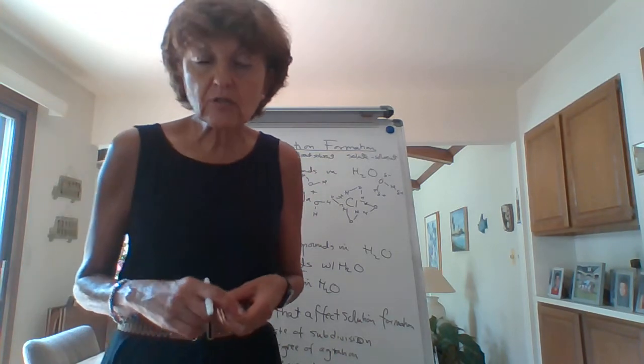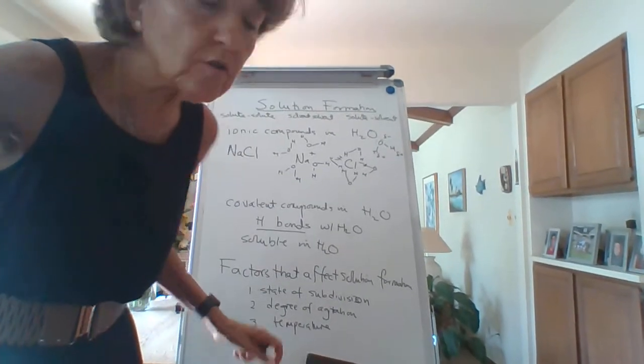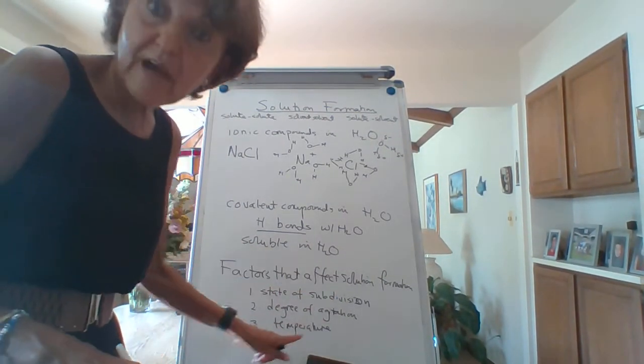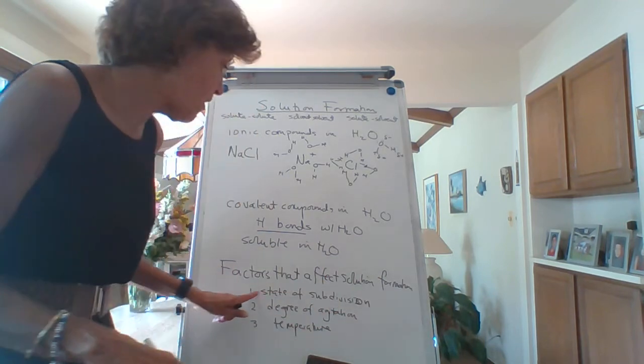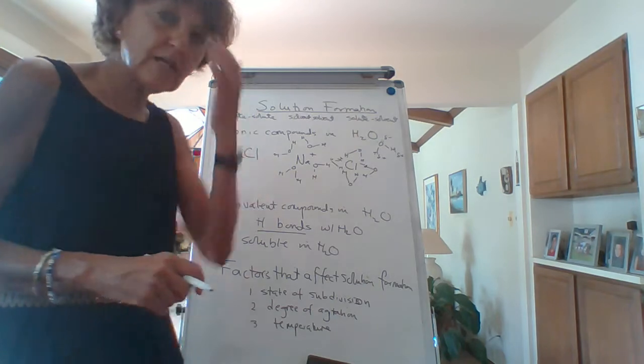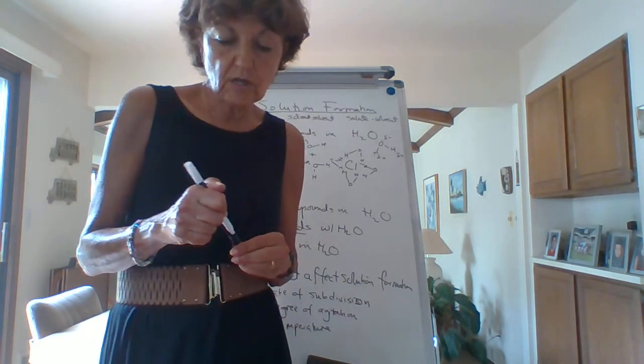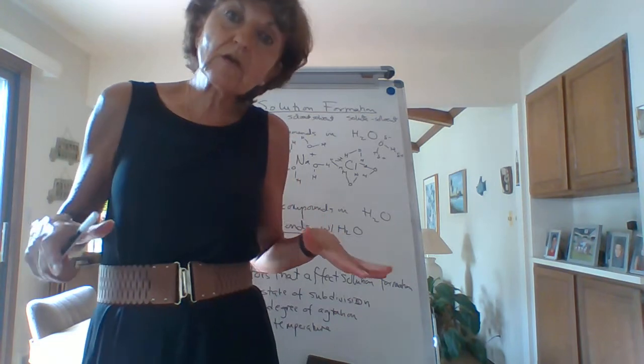What are the factors that affect solution formation? Now, those are in your what you need to know list. The three factors I pointed out are state of subdivision, degree of agitation, and temperature. Let's go through these. What do I mean by state of subdivision? That means how much surface area do you have?